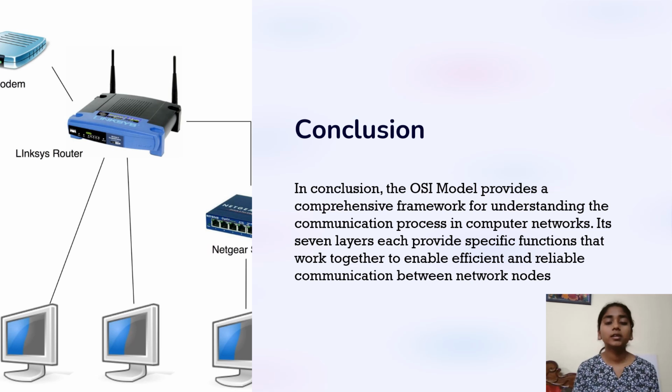So now we are at the conclusion of this presentation. In conclusion, the OSI model provides a comprehensive framework for understanding the communication process in computer networks. Its 7 layers each provide specific functions that work together to enable efficient and reliable communication between network nodes.